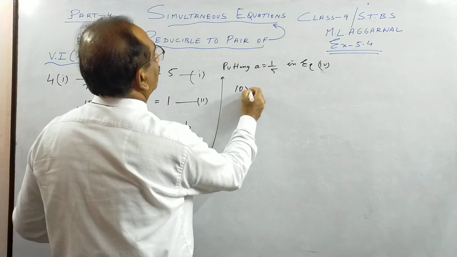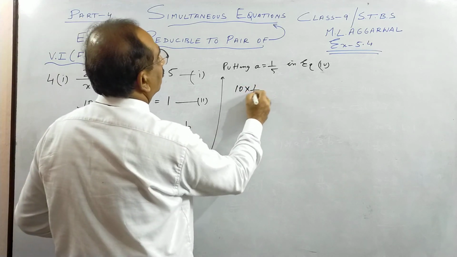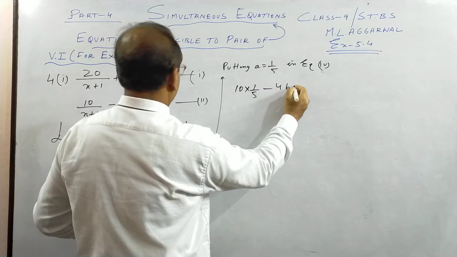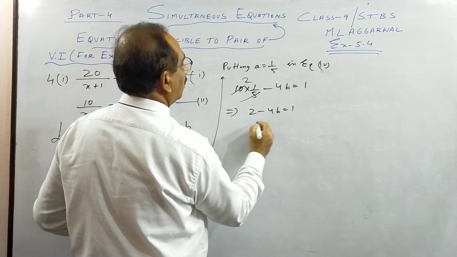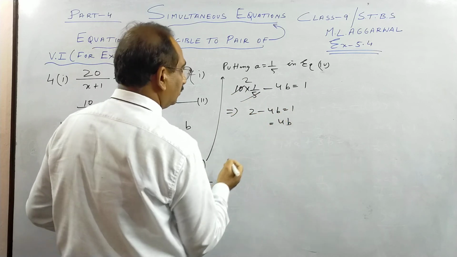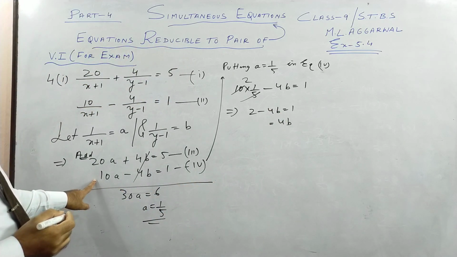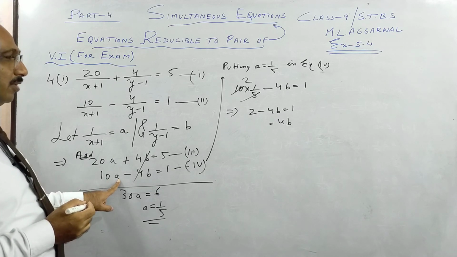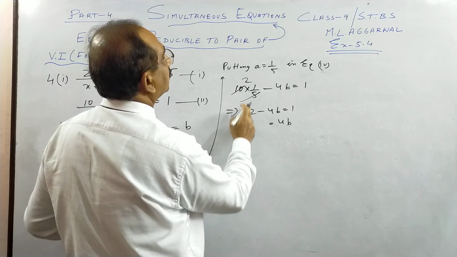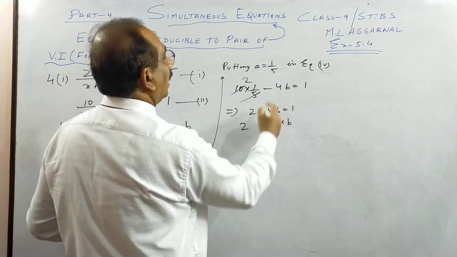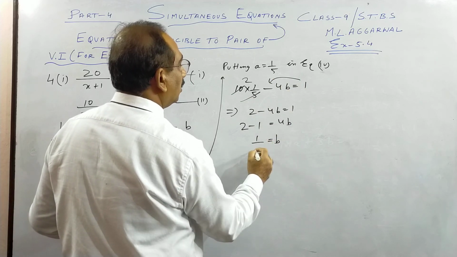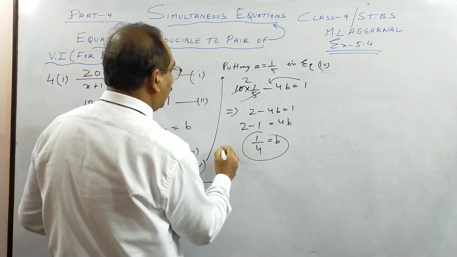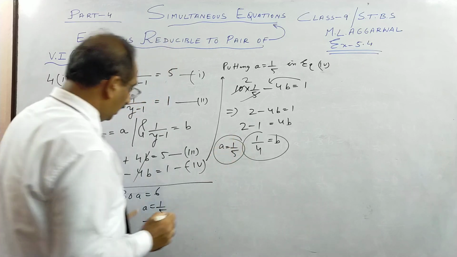Now equation 4, I said: 10a, so 10 into a, I write 1 by 5, minus 4b is 1. So this is 2 minus 4b is 1. Take 4b to the other side. Because a is 1 by 5, you get 2 here, and the 1 comes to this side as minus, so you get B as 1 by 4. So remember, my A is 1 by 5 and B is 1 by 4.